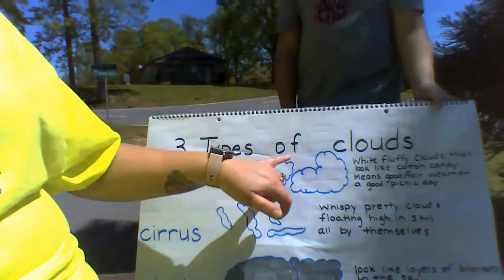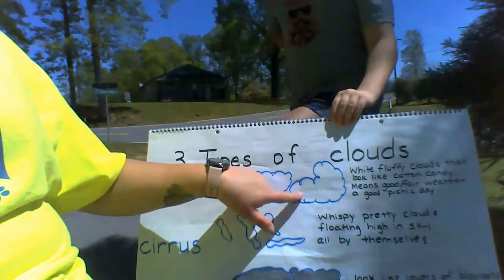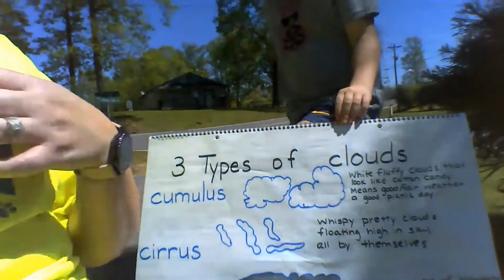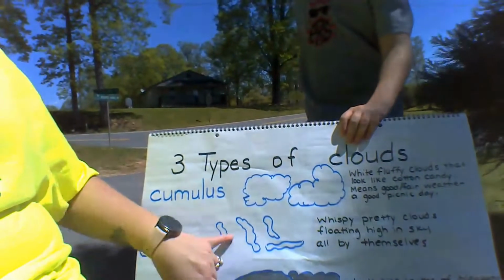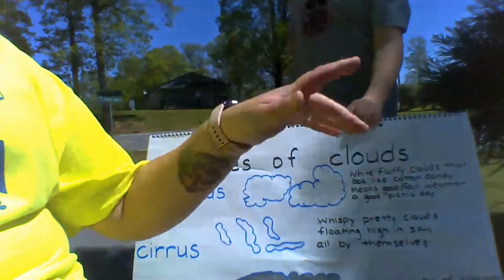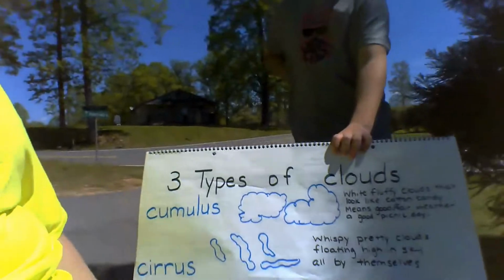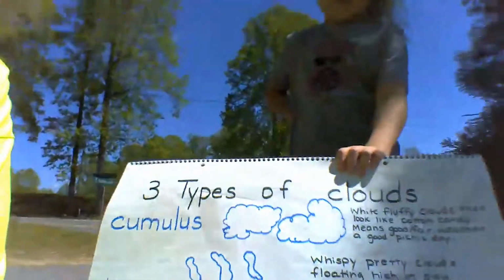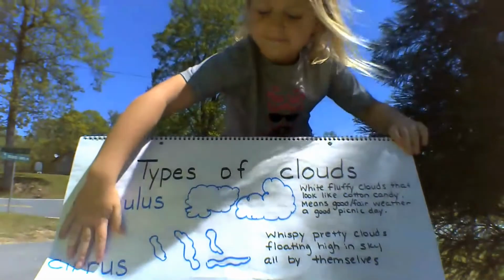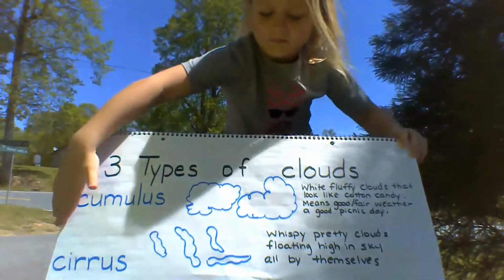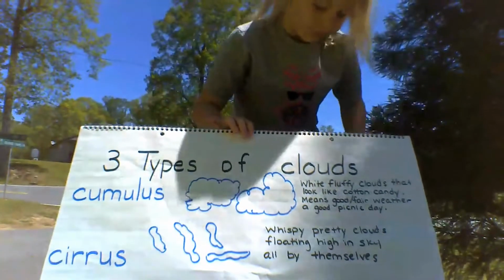we've got 3 types of clouds. We've got the cumulus clouds, remember? Those are the white, fluffy clouds that look like cotton candy, and it means that good weather's on its way. Then we have the cirrus clouds. Those are those wispy, pretty ones that float in the sky all by themselves. And then we've got the stratus cloud. Those are the ones that look like layers of blankets in the air. They are gray, and usually we see those on cloudy days when it's raining.